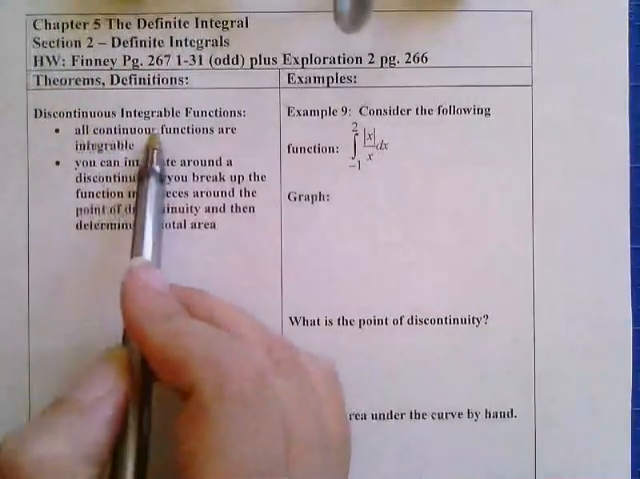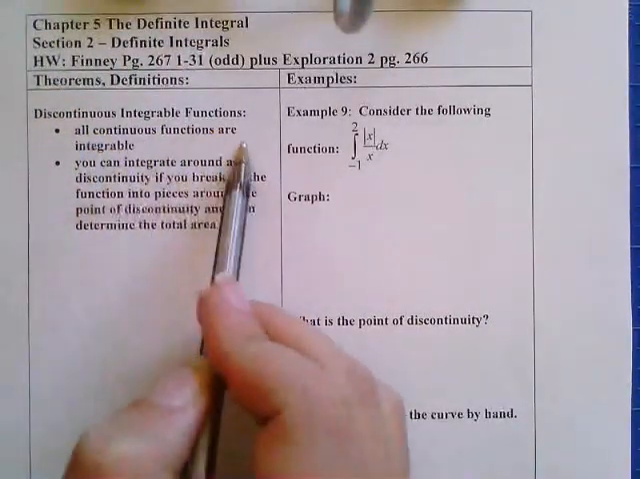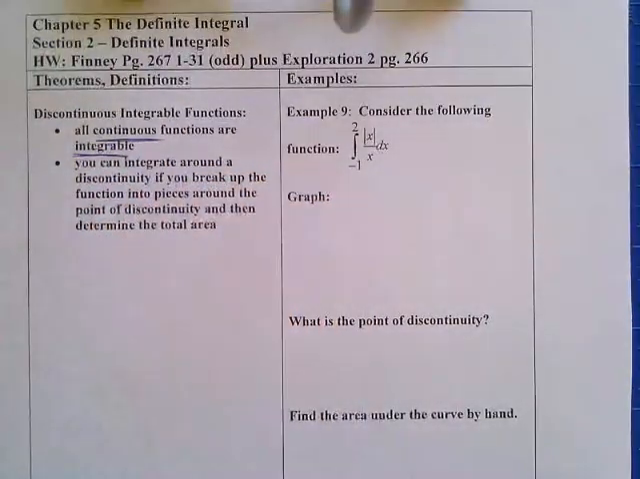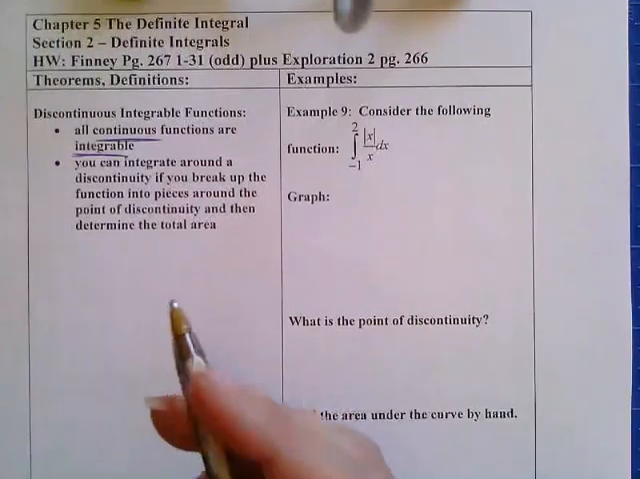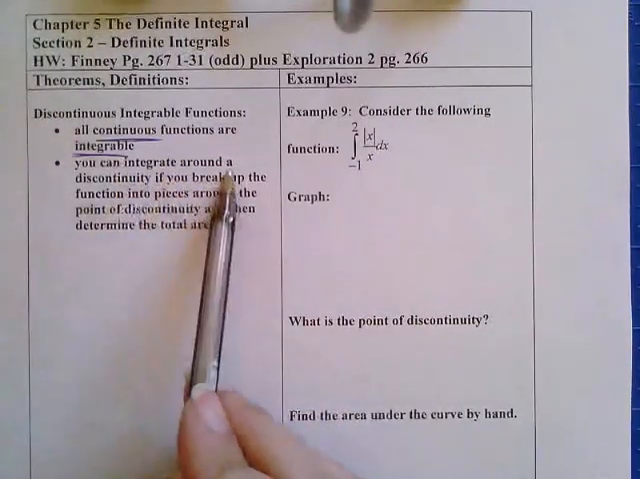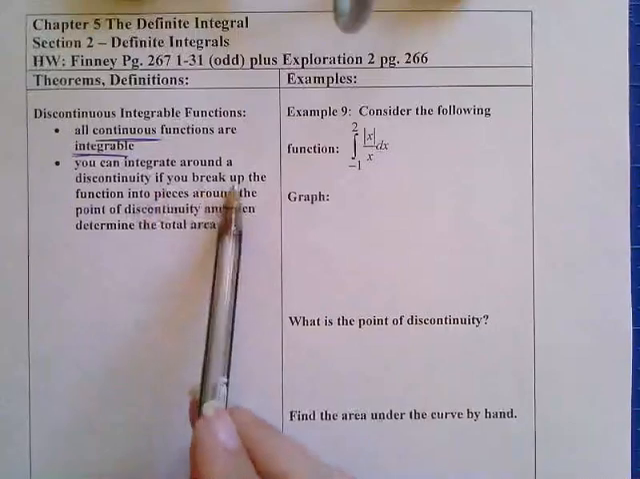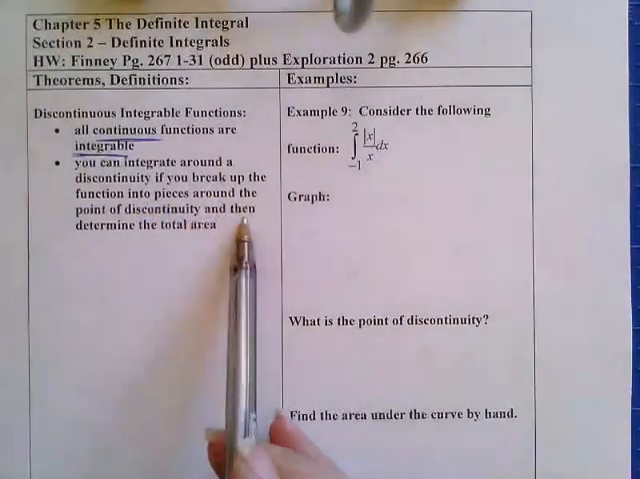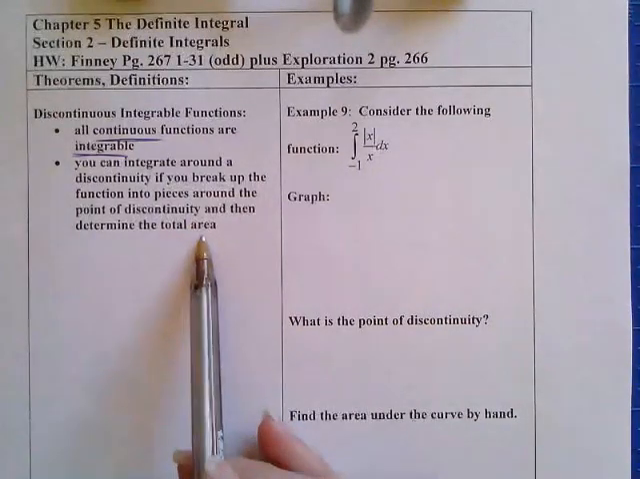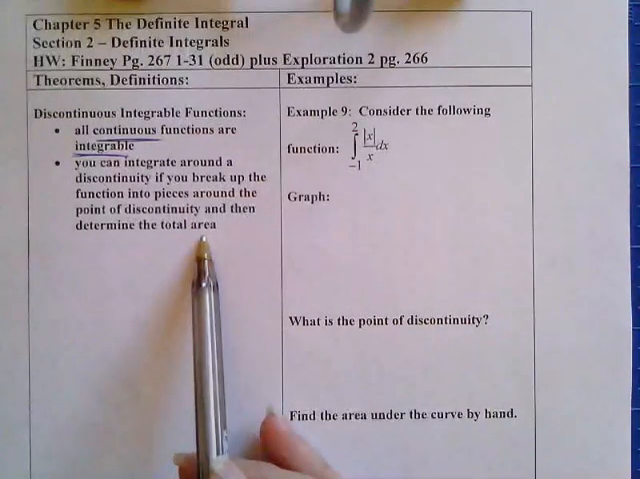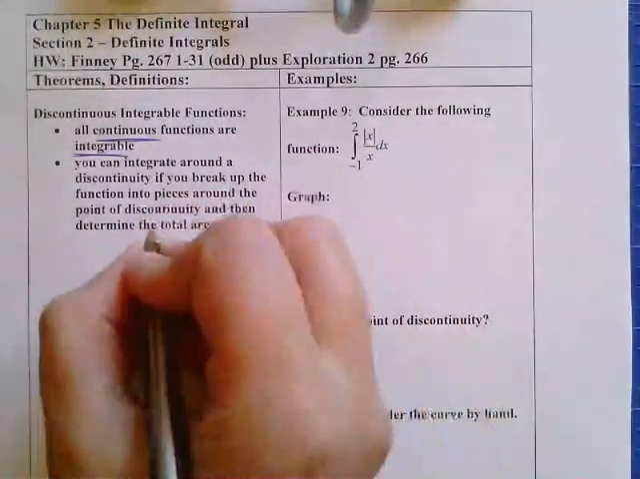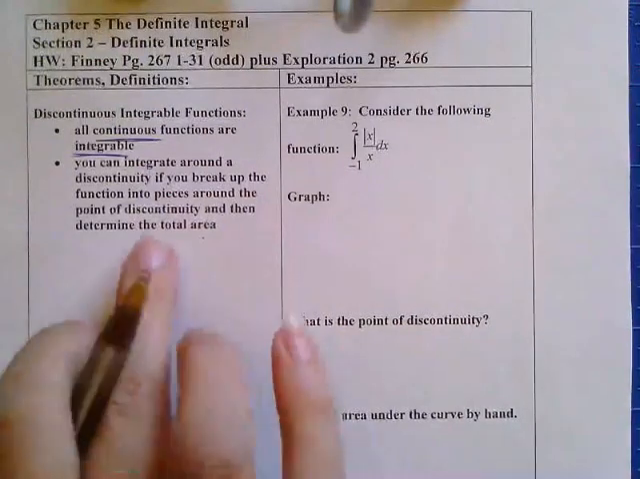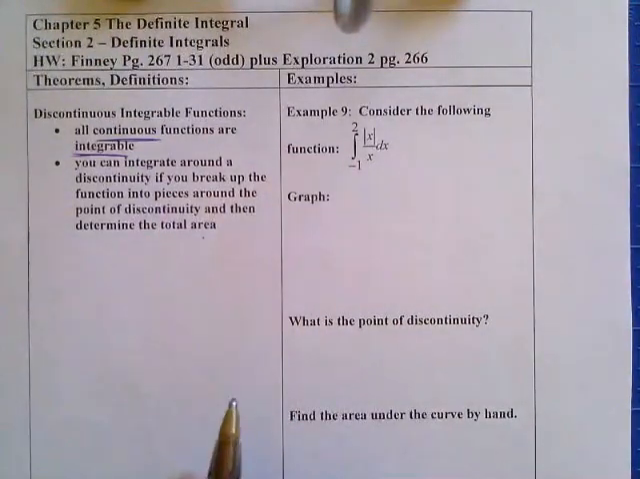Moving on, discontinuous integrable functions. All continuous functions are integrable. Every function that is continuous can be integrated. You can integrate around a discontinuity if you break up the function into pieces around the point of discontinuity and then determine the total area. You might be missing these words, you just have to plug them in.